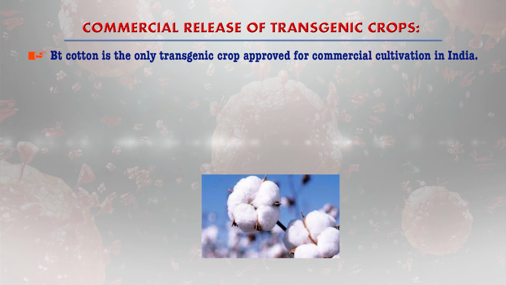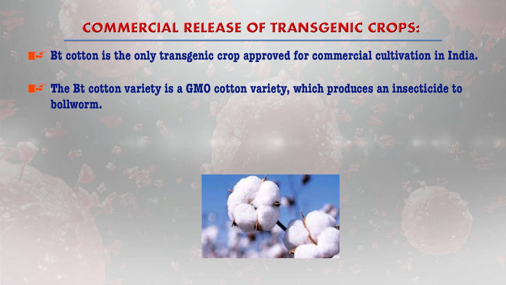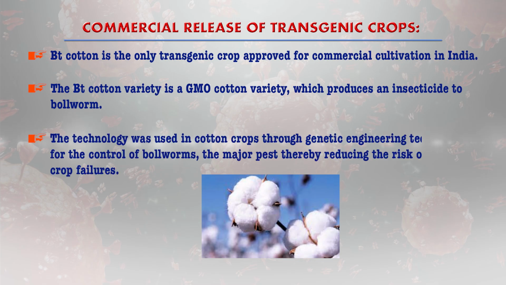BT cotton, you might have heard of this word quite often. So, BT cotton is the only transgenic crop that is approved for commercial cultivation in India. And this BT cotton is a genetically modified cotton variety which produces an insecticide against bollworm. So, the technology was used in the cotton crop through genetic engineering techniques for the control of bollworms, that was the major pest, and thereby it was reducing the risk of crop failure.